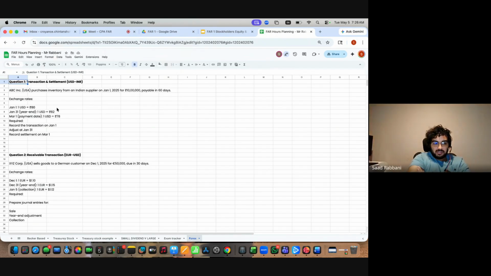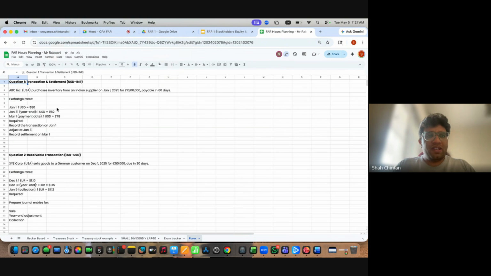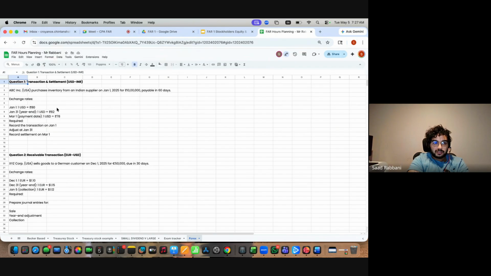There were some terminologies in the exam related to forex which I have no idea about. There was something called the two class method. I'm not sure if that was forex or something else. Then current rate method, closing rate, temporal method, historical cost method. I didn't have any idea of all these terminologies.